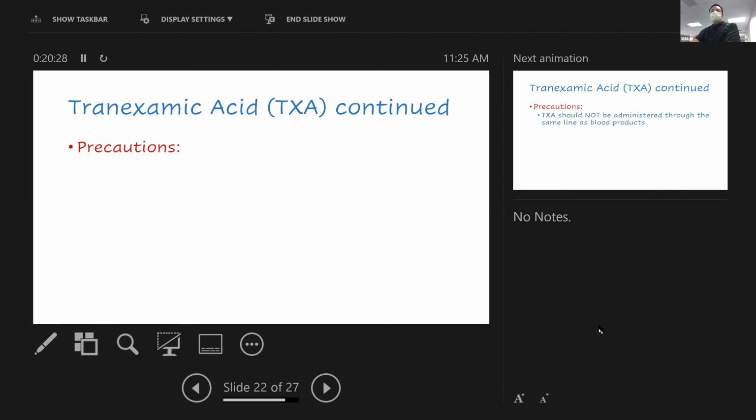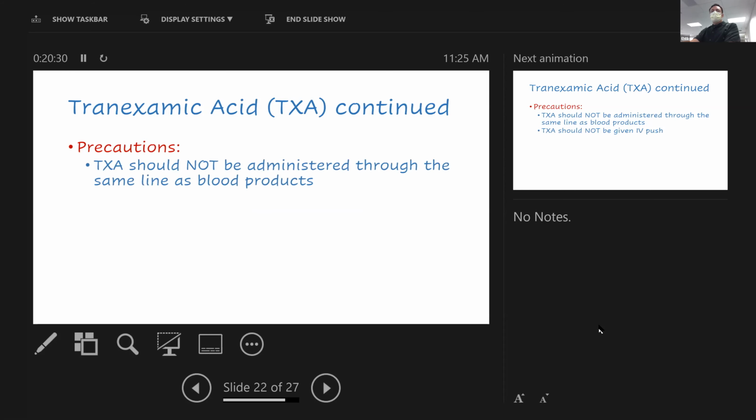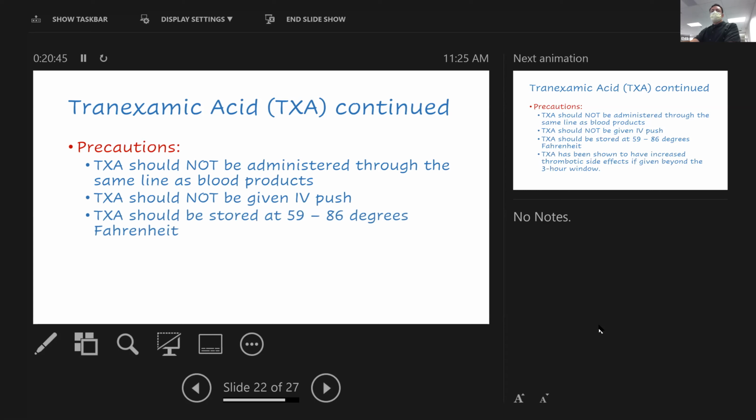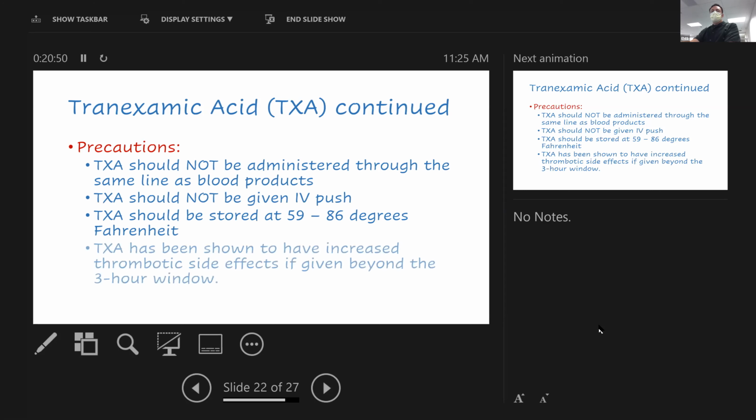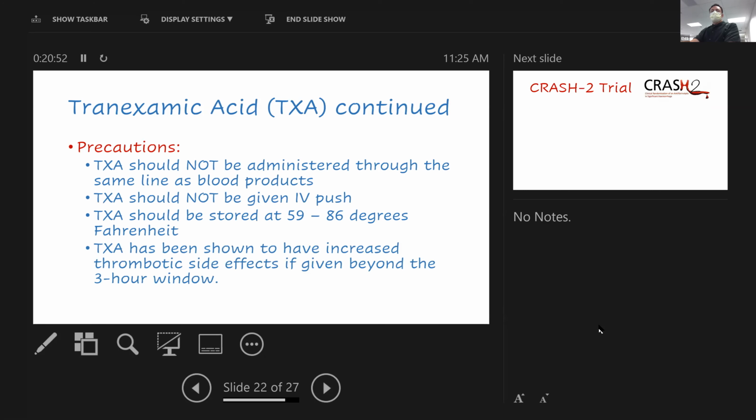What are some precautions to be aware of for TXA? Well, TXA should not be administered through the same line as blood products. TXA should not be given as a rapid IV push over the course of a few seconds. TXA should be stored appropriately at somewhere between 59 to 86 degrees Fahrenheit. And there's been shown to have increased thrombotic side effects if TXA is given beyond the 3-hour window since time of injury or initiation of hemorrhage.